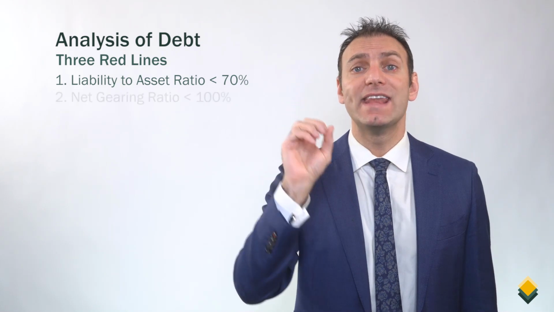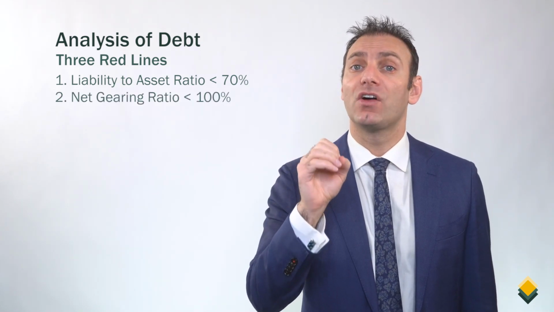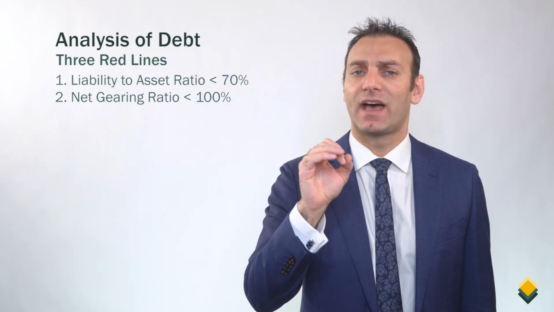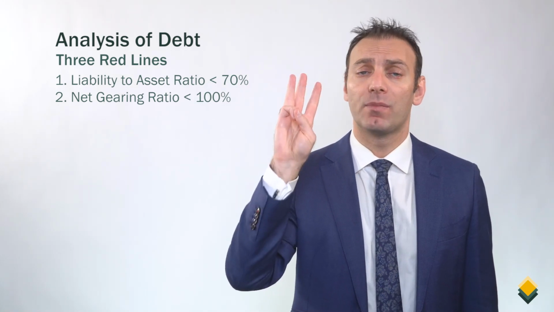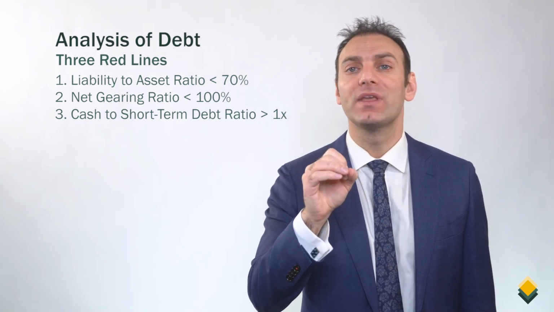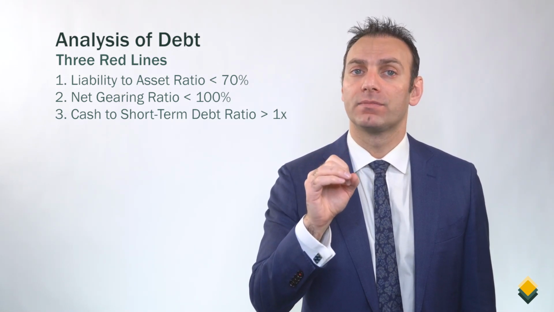Number 2, the net gearing ratio is less than 100%. The net gearing ratio is basically net debt to equity. And number 3, the cash to short-term debt ratio is greater than 1 times.